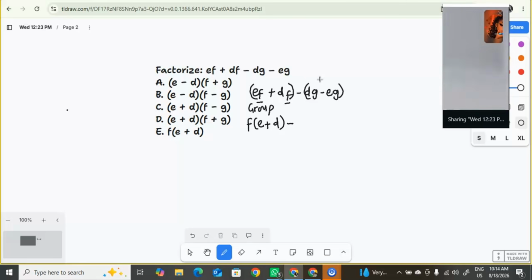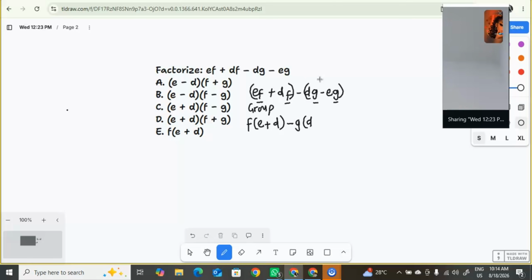Now inside the bracket we have DG minus EG. What is common to these two terms in the brackets? G is common to them, right? So we pull out G, all right? And when we pull out G, what is remaining for DG will be D, okay? And then what happens to this sign?